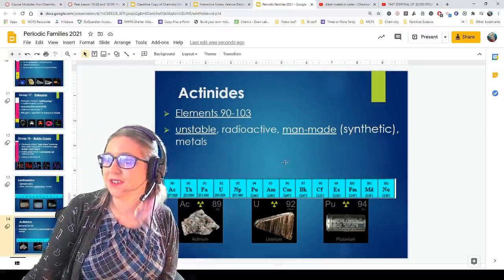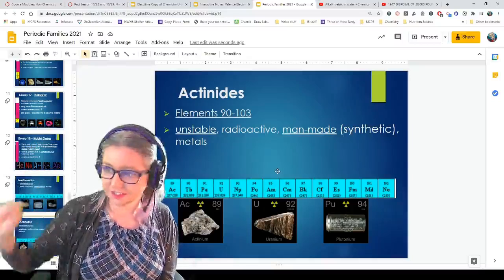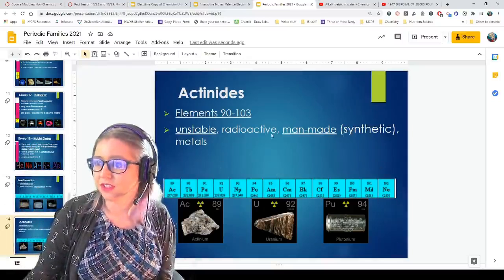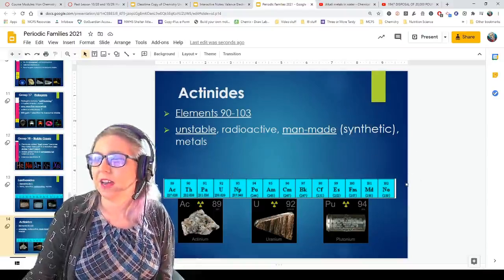And americium we use in, what's that called? Oh, smoke detectors. And so they have a few uses, usually for detectors and stuff. But they're all man-made after uranium.